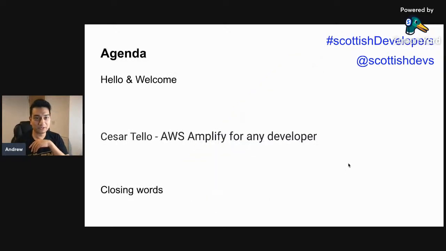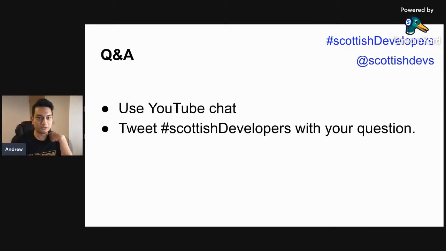Now, I'll go over briefly the structure. It's super simple. We're just going to do some introductions, then we'll have the main event with Cesar, and then we'll have some closing words and some future plans. So without further ado, I shall bring in Cesar. We will have some Q&As at the end, but equally, if you prefer, you can ask questions and Cesar can answer them for you. If you just put something in the comments, we'll let him know as we go along.